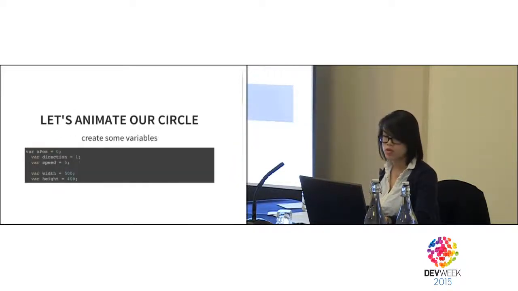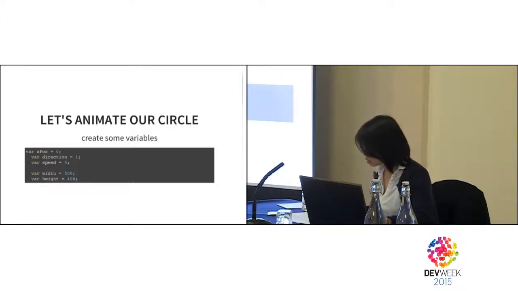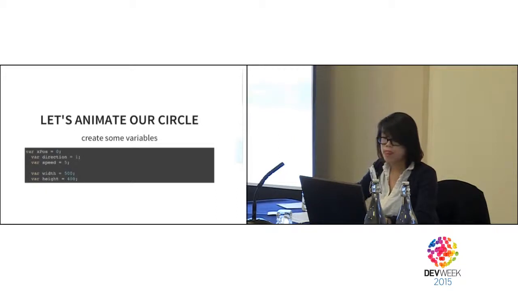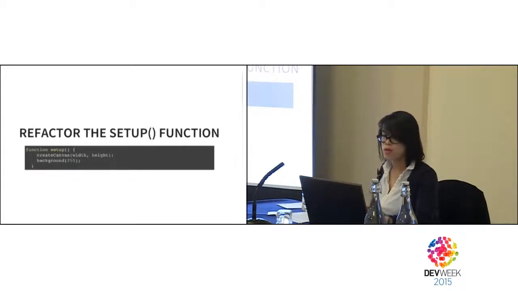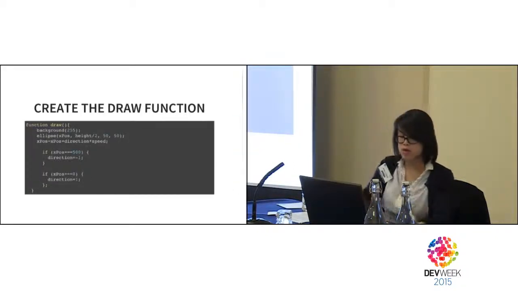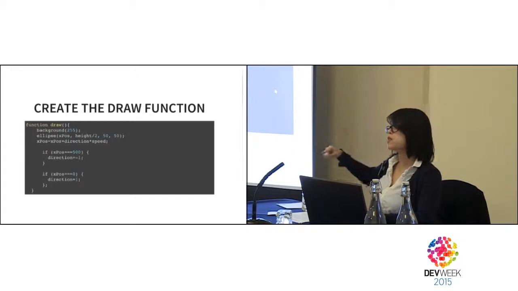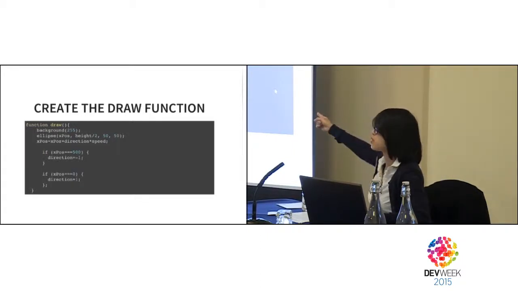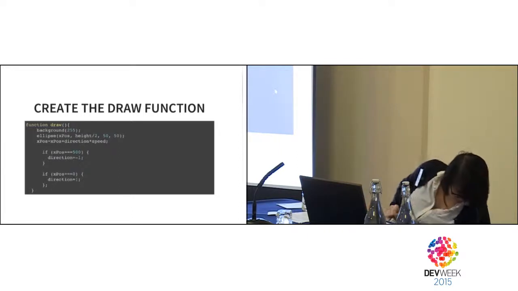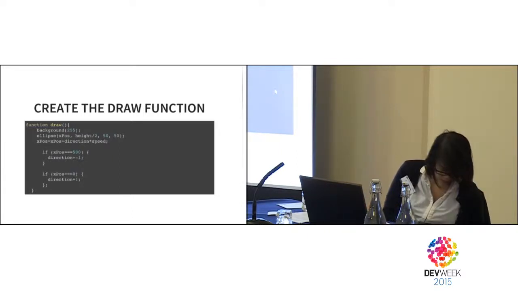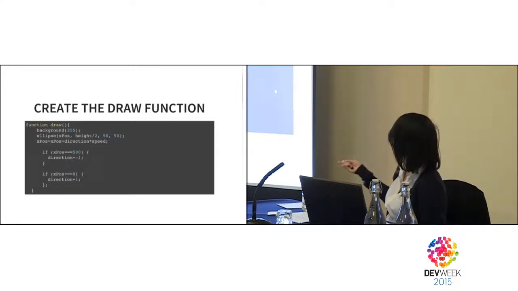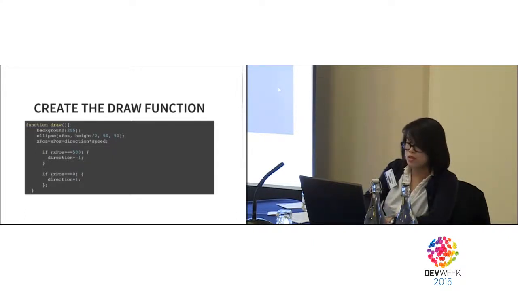So let's animate our circle. Here are some variables. We want to refactor our setup function. So instead of dumping this stuff here, we just have createCanvas and background. Then we're creating our draw function. This is where we're actually drawing our circle, and we're going to draw it repeatedly, but each time we draw the circle, we're resetting our background to white. Then we have our conditionals.